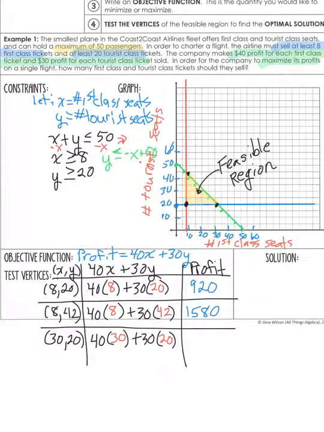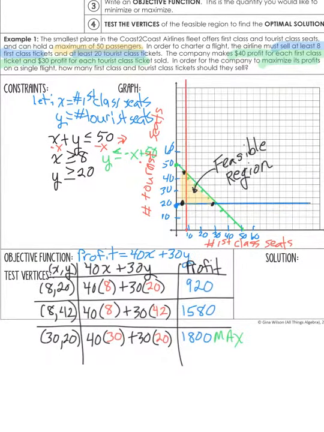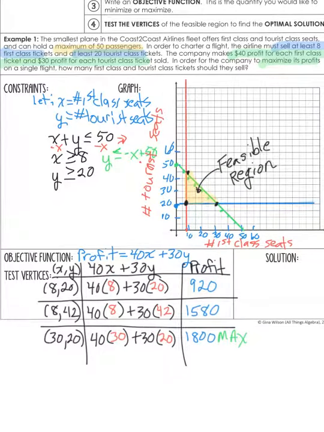And the last one, 40 times 30 and 30 times 20. You should get 1800. So out of those 3, I think we would all agree that this is the maximum amount of profit. So then you have to answer the question. Oh boy, we're starting that again. All right, so I'm not going to be able to move anything. So you have to answer the question in a complete sentence. And you have to explain what it is that this is telling the people.